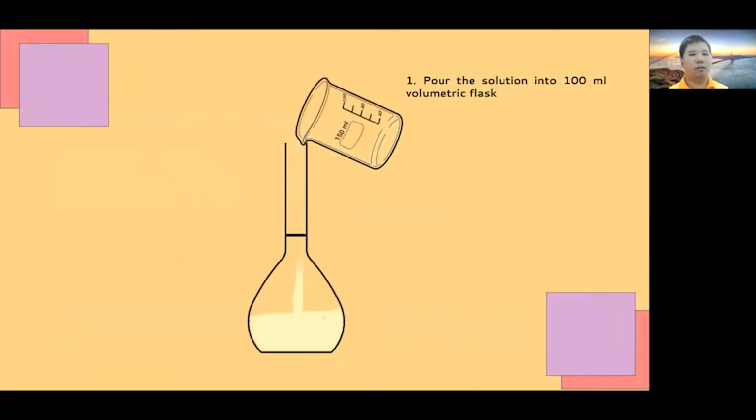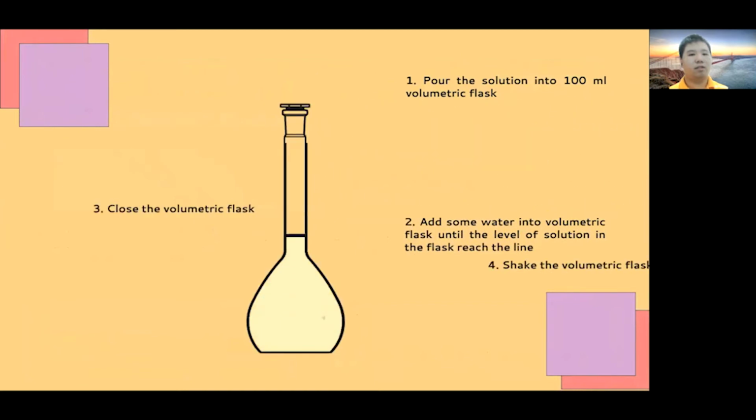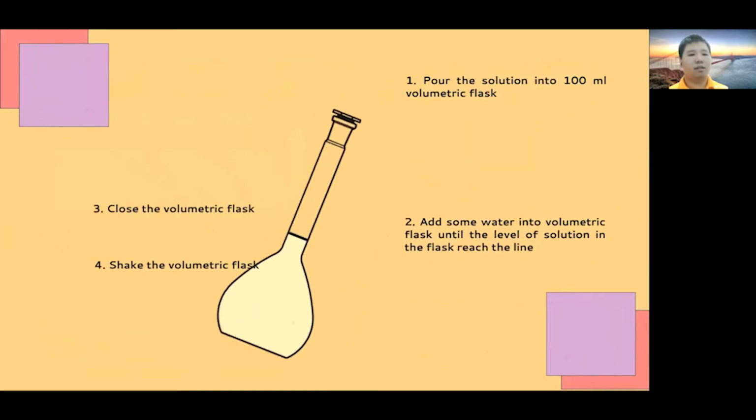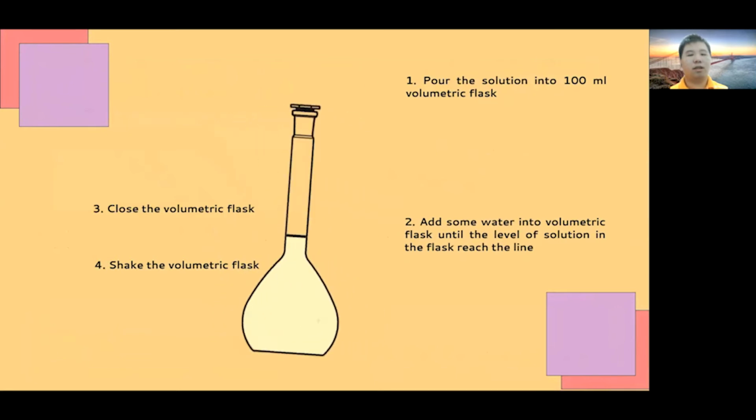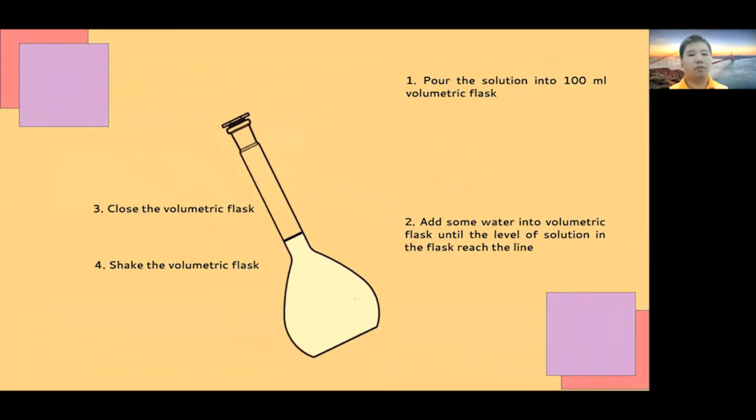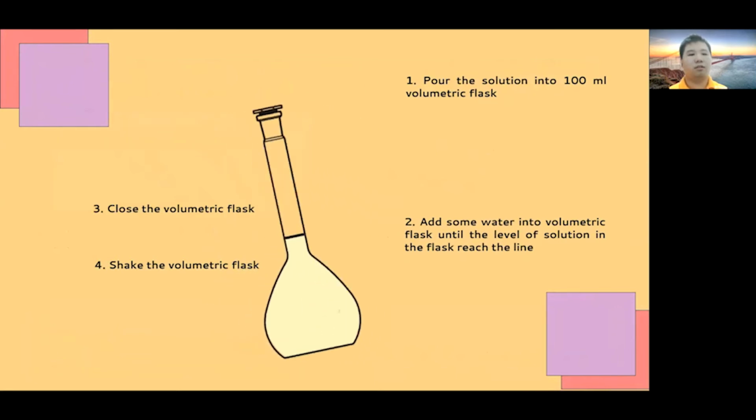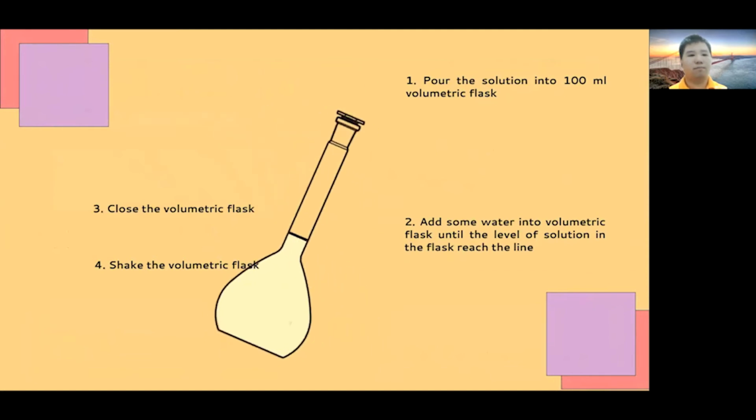Then put it into a volumetric flask and add some water until it reaches the line, close and shake the volumetric flask. Oxalic acid is chosen as a primary standard because it has a large molecular weight, 126 grams per mole, so the error of the weighing process can be minimized, and it's also stable and not hygroscopic.